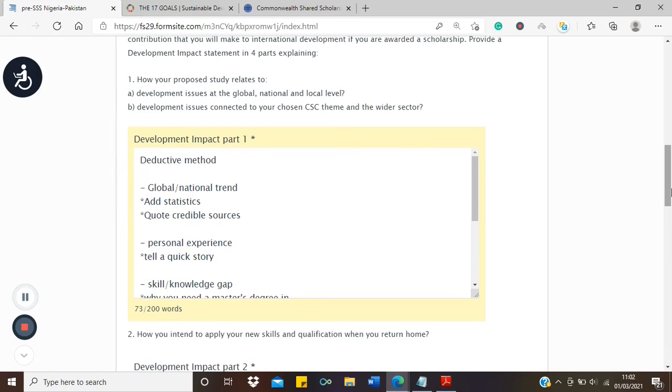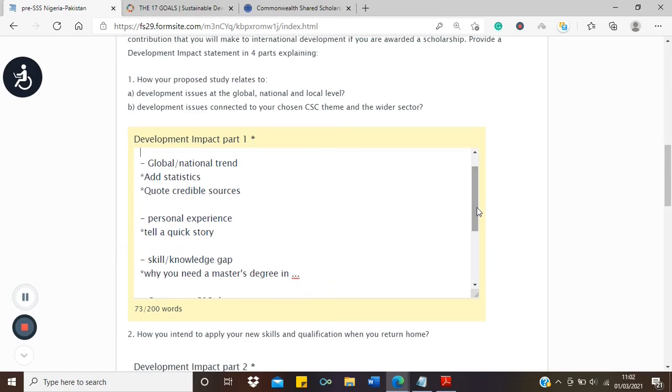So here you're arguing that while the world is moving towards achieving these goals, your country has particular problems because of probably mining or oil exploration or poor girl-child education or because of corruption. So depending on your different areas of interest, give statistics, give credible sources to back up your claim.